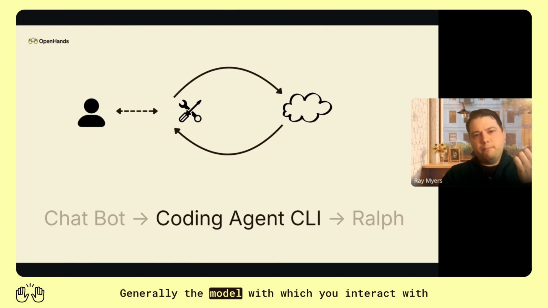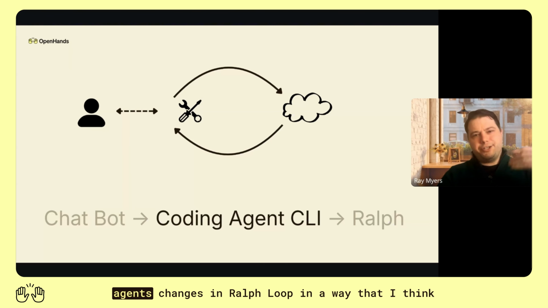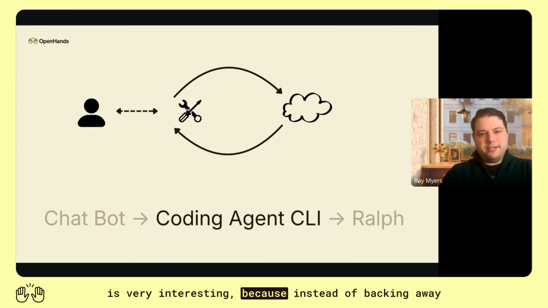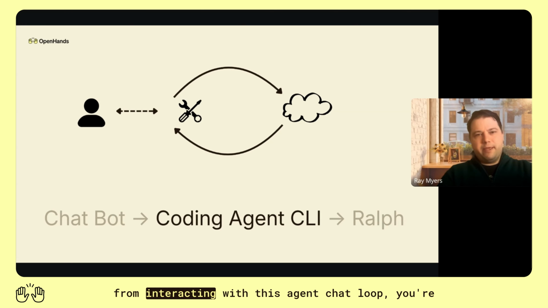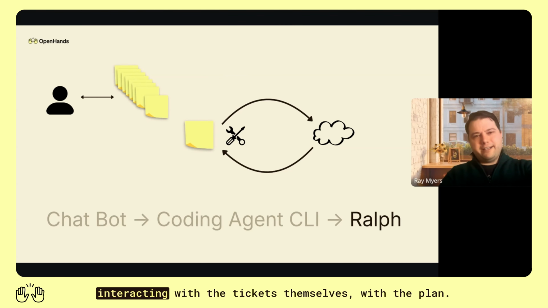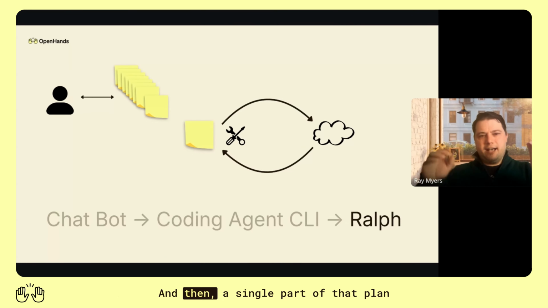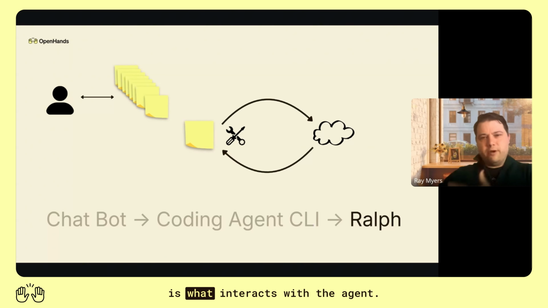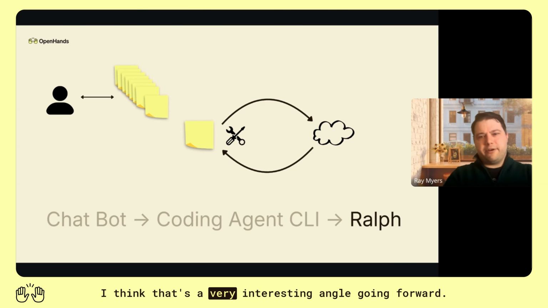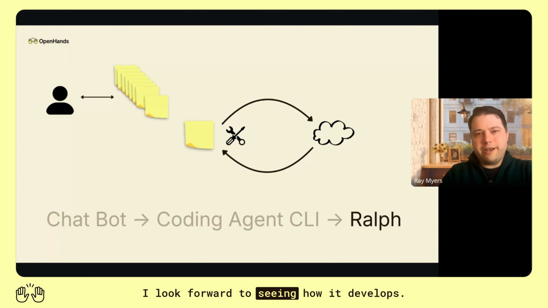Generally, the model with which you interact with agents changes in a Ralph loop in a way that I think is very interesting, because instead of backing away from interacting with this agent chat loop, you're interacting with the tickets themselves, with the plan. And then a single part of that plan is what interacts with the agent. I think that's a very interesting angle going forward. I look forward to seeing how it develops.